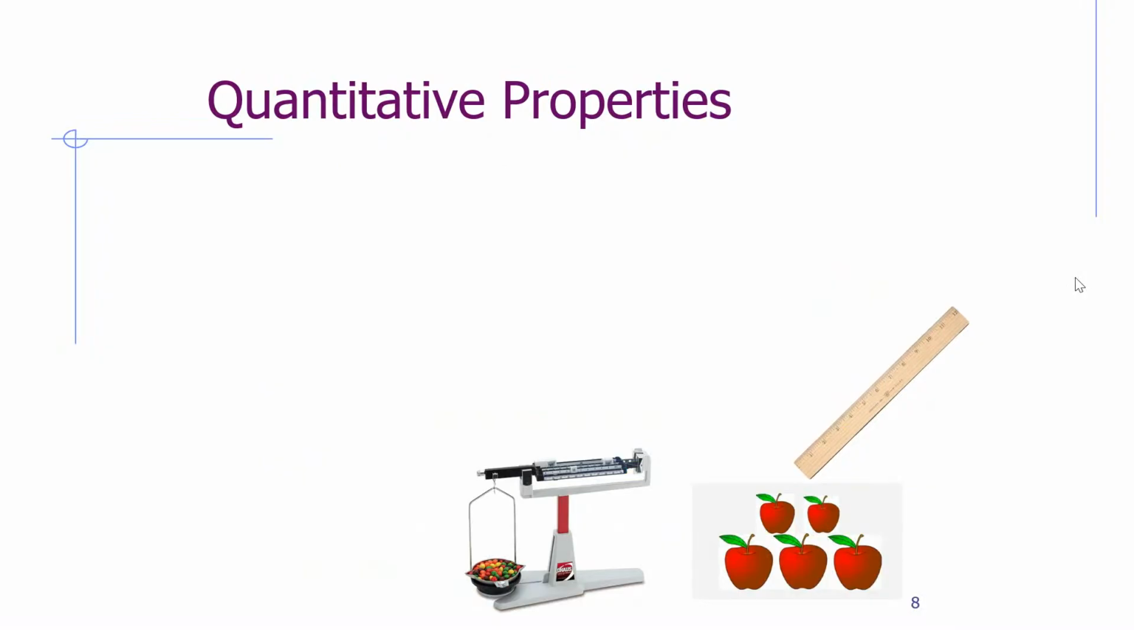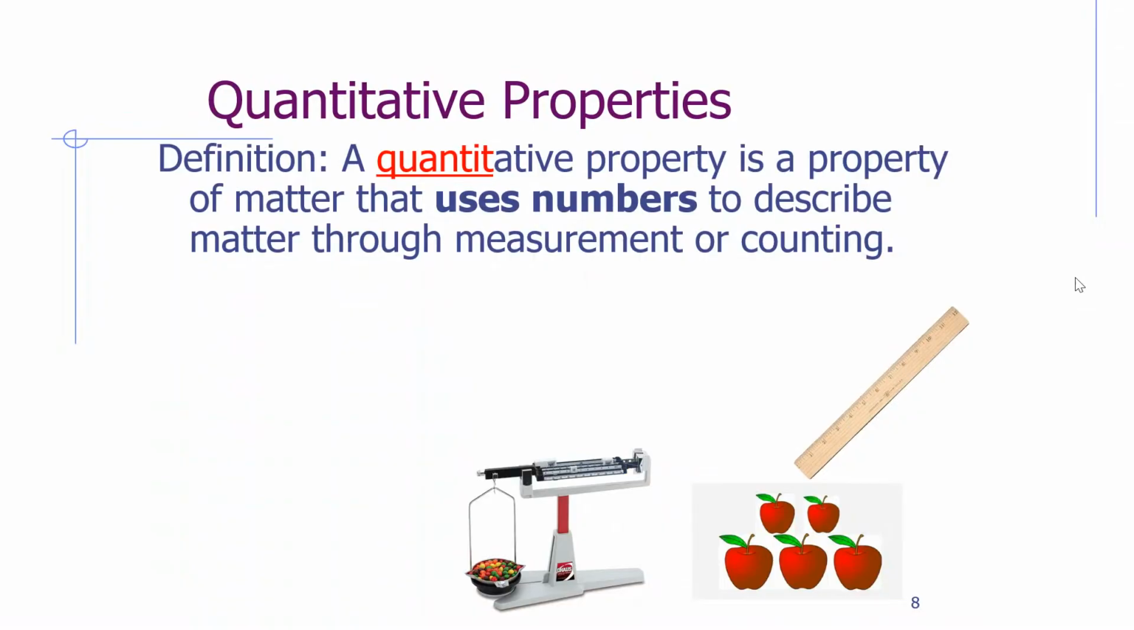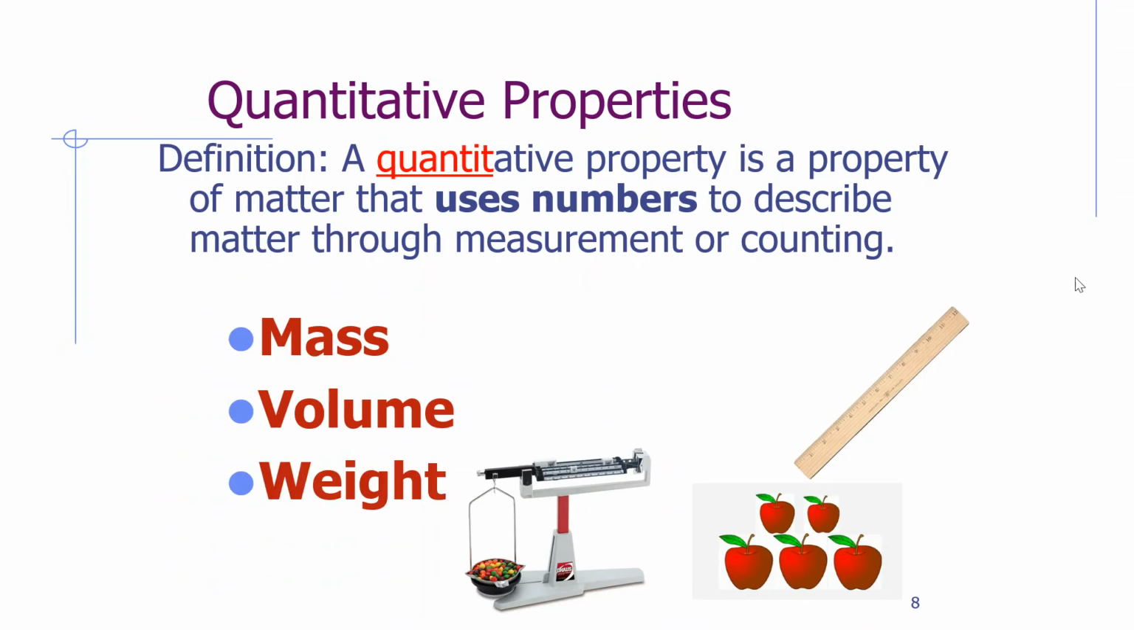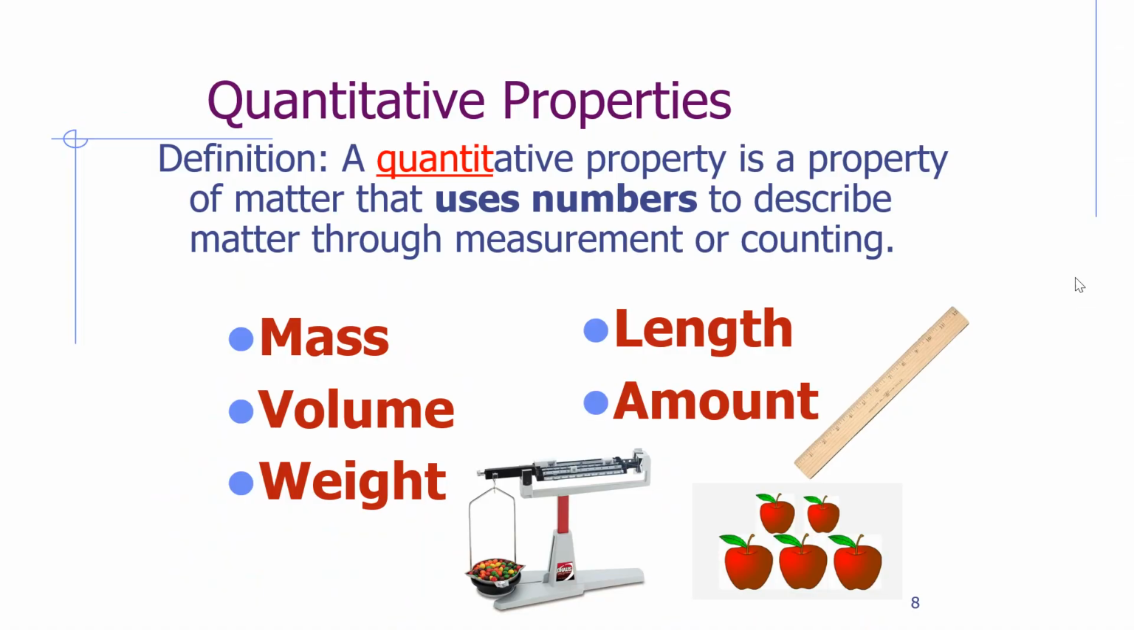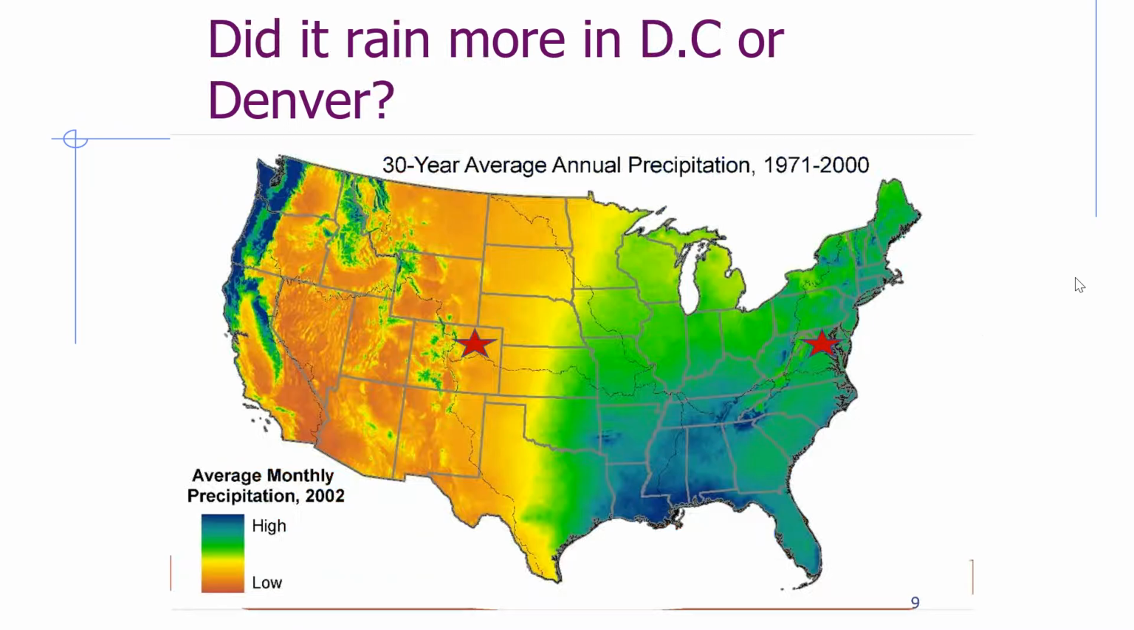Whereas a quantitative property would be using numbers. How many, how long, how much does it weigh? Numbers. For instance, mass is an example of a quantitative measurement. So is volume. So is weight. Weight is different than mass, going back to physics. You might talk about length or the amount, how many are there? There are a lot of different ways you can attach numbers to your observation.